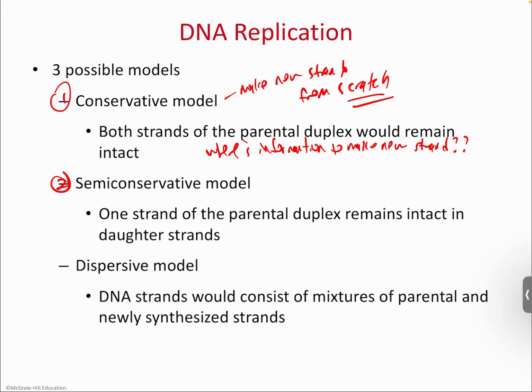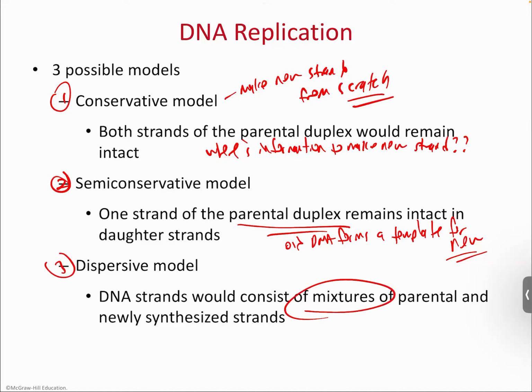And there's the semi-conservative model. What this basically means is that one parent duplex remains intact, but the other forms a template. So this is essentially the old DNA forms a template for the new. And then the last one is dispersive, which is a mixture of old and new strands, kind of like a quilt, right? So you have patches, like patchwork. So that's kind of what it looks like.